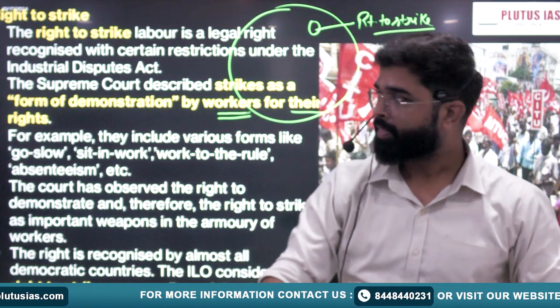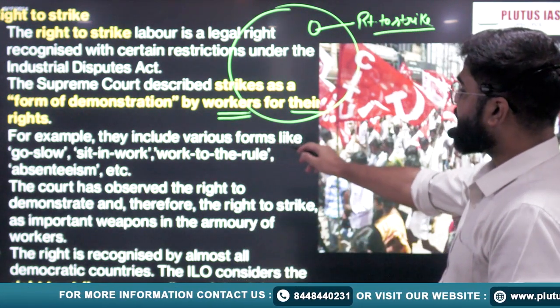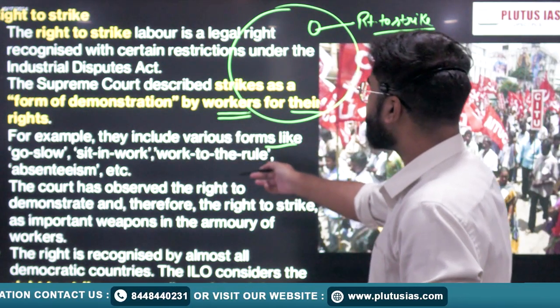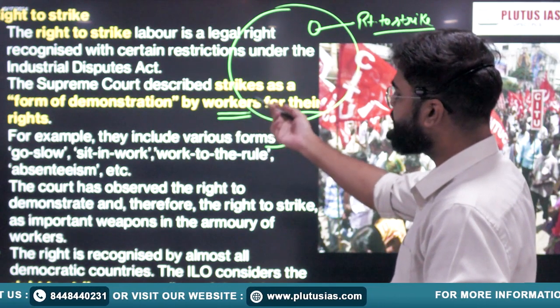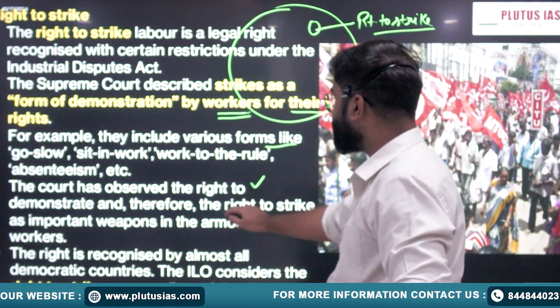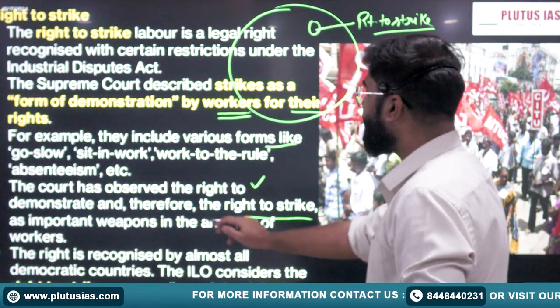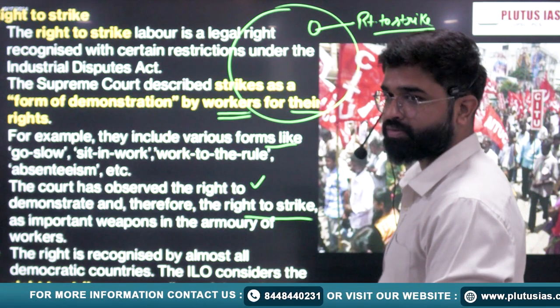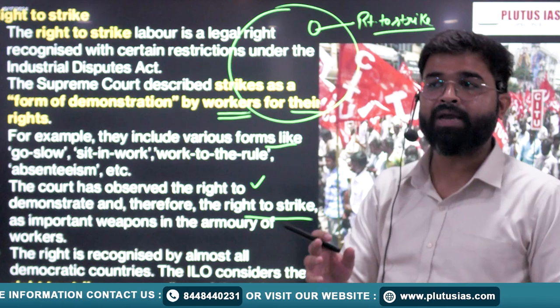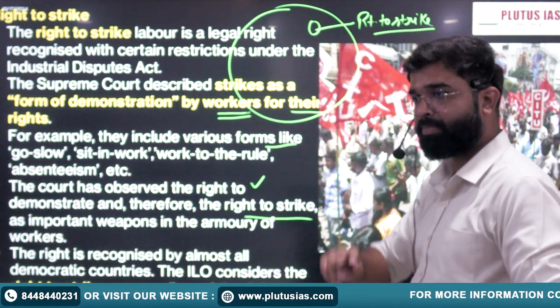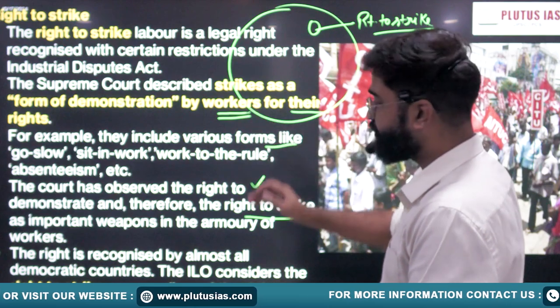Is it okay? So for example, they include various forms such as go slow, sit in the work, work to the rule, absenteeism, etc. The court has observed that right to demonstrate and therefore the right to strike is an important weapon in the armory of the workers. Yahan specific mention kya kiya hai humne? Workers. Hai na? Ye sirf workers ke liye hai. Baki right to protest sabhi ke liye hota hai.